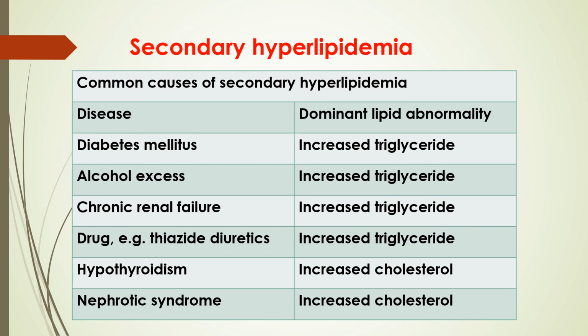And finally, we have some causes of hyperlipidemias, which are secondary hyperlipidemias or secondary disorders, the most important of which are diabetes mellitus and hypothyroidism, which are associated with disordered lipoprotein metabolism and increased cholesterol and triglyceride levels in the serum.